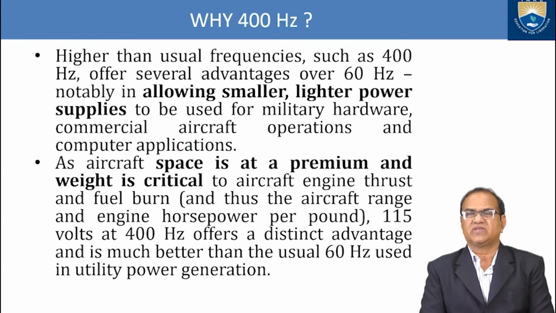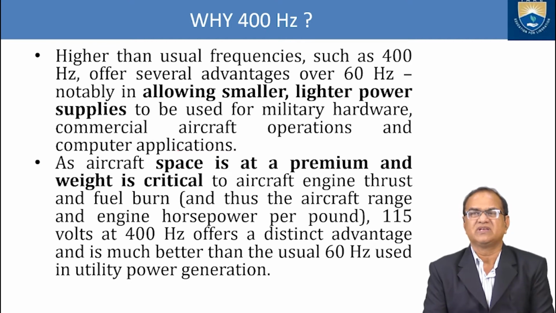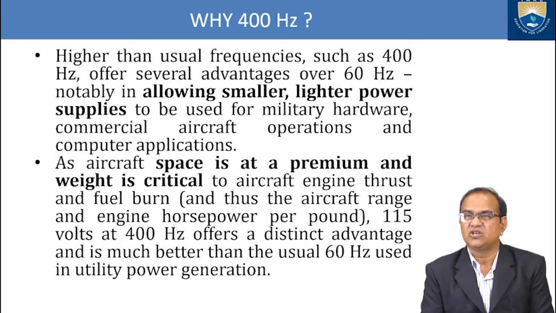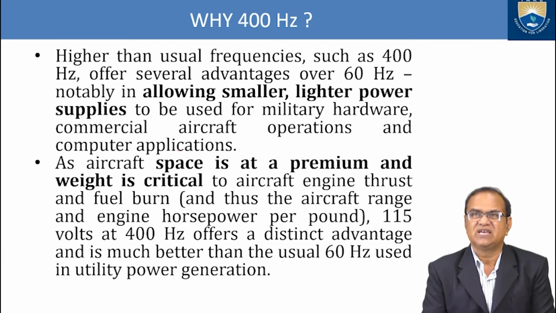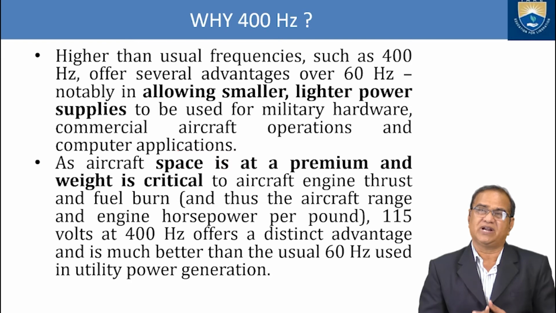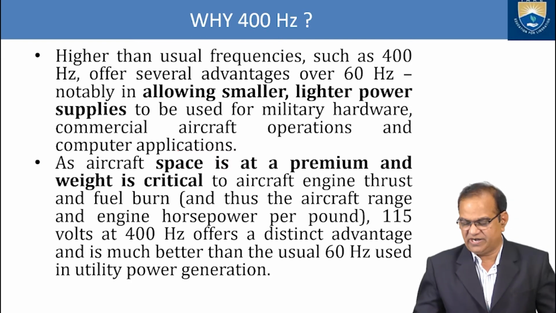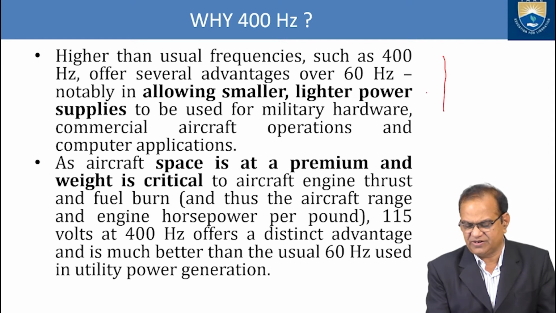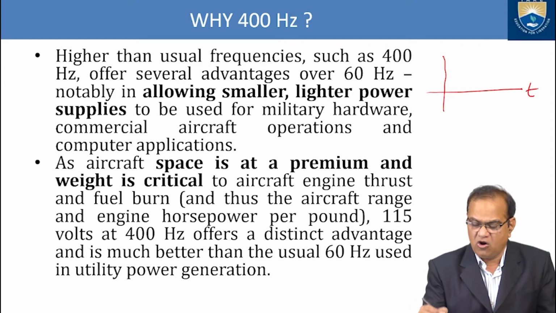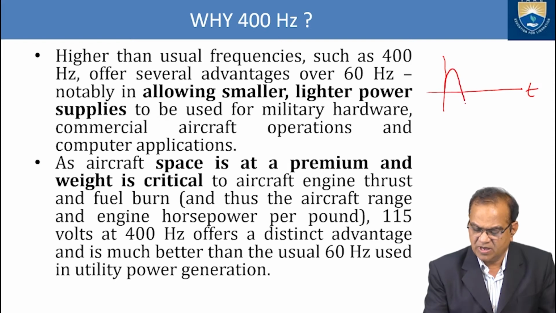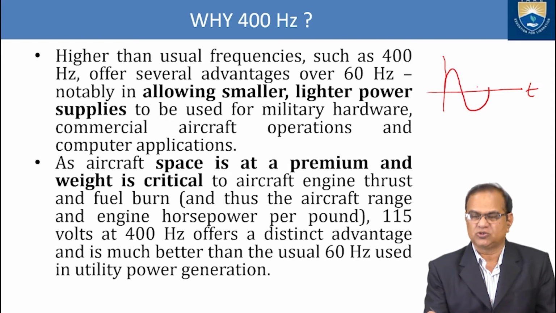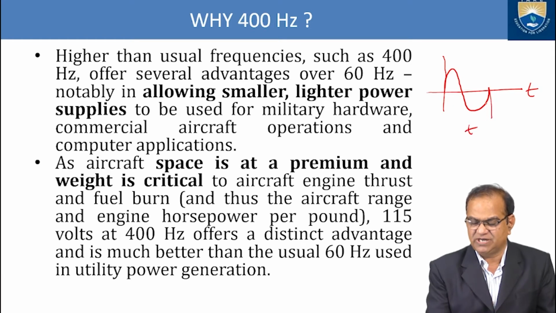Now the question comes: in household or industrial purposes we use 50 to 60 hertz, but in aircraft we use 400 hertz. What is the reason, and why do we use 400 hertz frequency for this type of aircraft operation for alternating current? It is very essential that we understand the need for 400 hertz. What is the meaning of hertz? It is the number of cycles per second. This is 1 cycle and this is 1 second, so it is called 1 hertz.